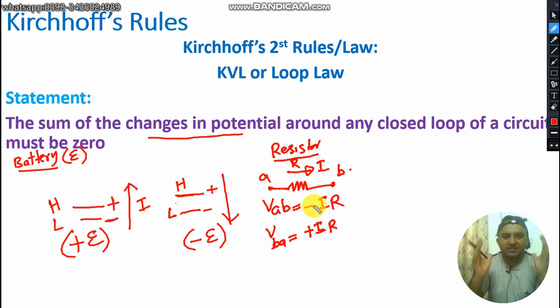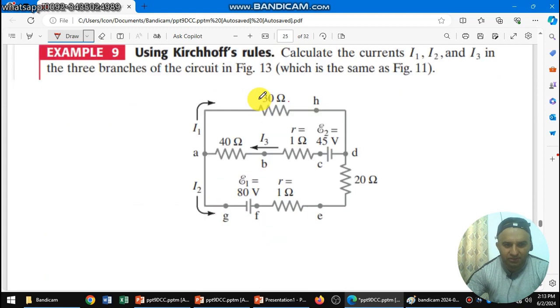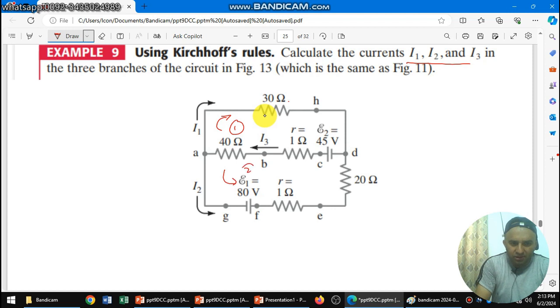In the next lecture, I will solve this example. For example, we have a circuit and we apply Kirchhoff rules to find the currents I1, I2 and I3. We have two loops: this is loop 1 and the bottom one is loop 2. The outer loop is loop 3. We have three loops, but we apply KVL only in two loops.